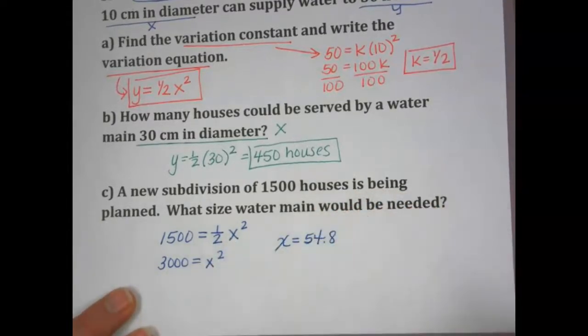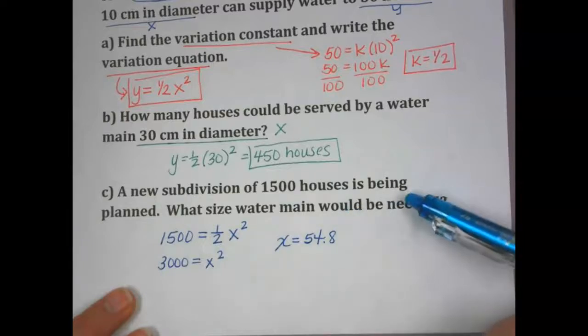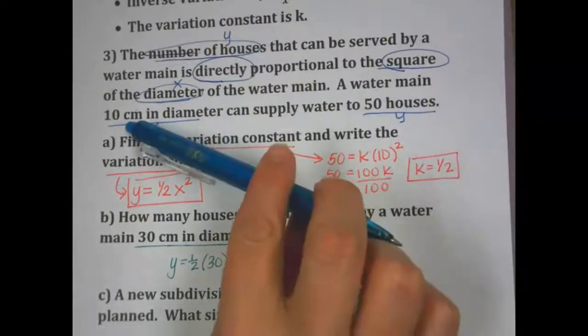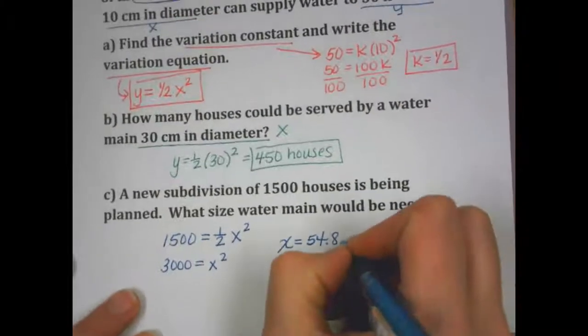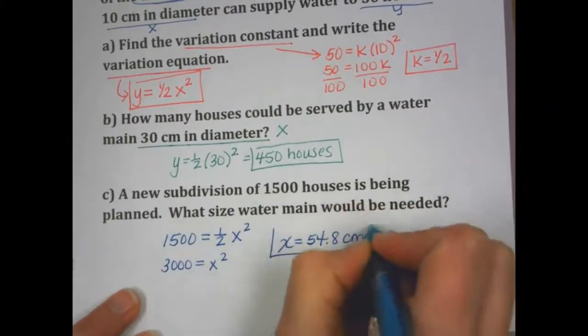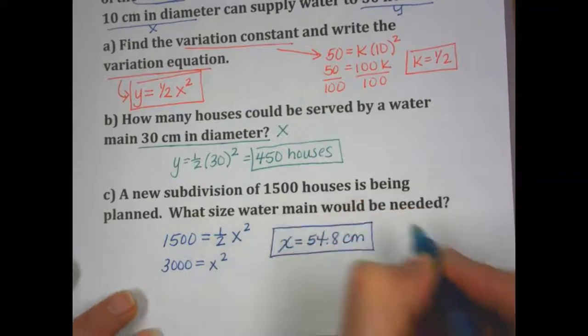54.8. And then we need a water main. What are we measuring in? I have to go back to my original. Looks like centimeters. So 54.8 centimeters. Make sure you always label that final answer and don't just give me a number.